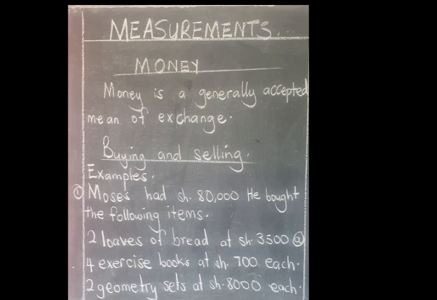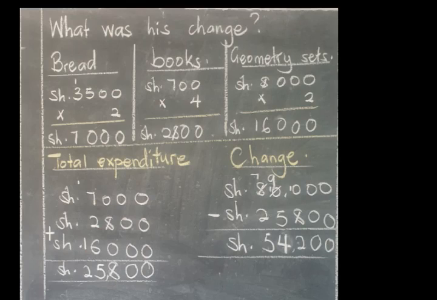Let's try to find the amount, starting with bread. With bread, we shall say 3,500 shillings times 2. Why do we multiply by 2? 2 represents the quantity. Therefore, that amount times 2 gives us 7,000 shillings. Then for the books, we have 700 shillings times the quantity, which is 4, giving us an amount of 2,800 shillings. Then for the geometry sets, the unit cost is 8,000 shillings times the quantity, which is 2, giving us 16,000 shillings.